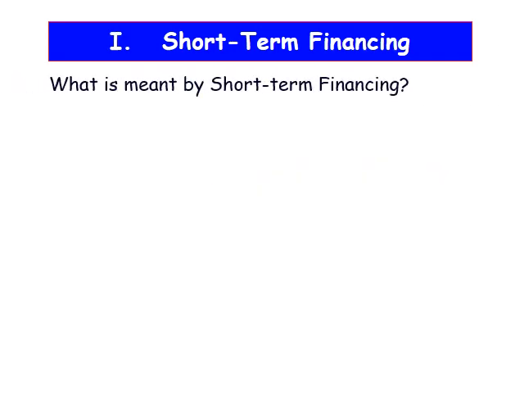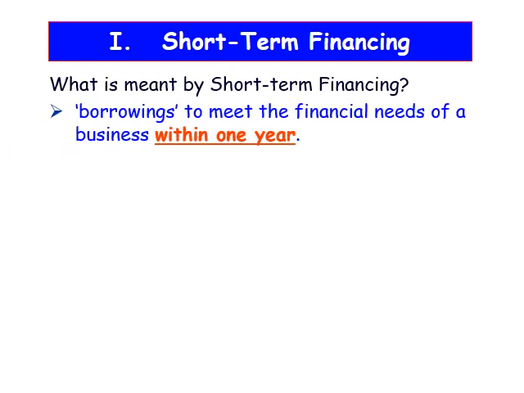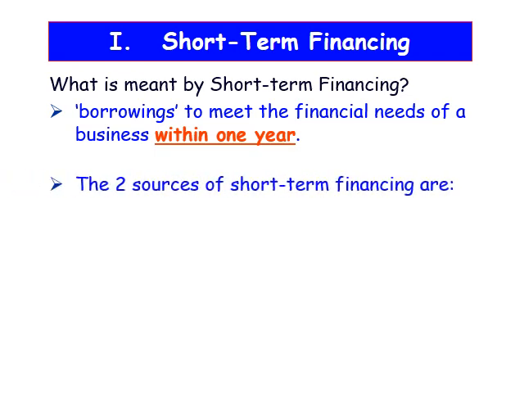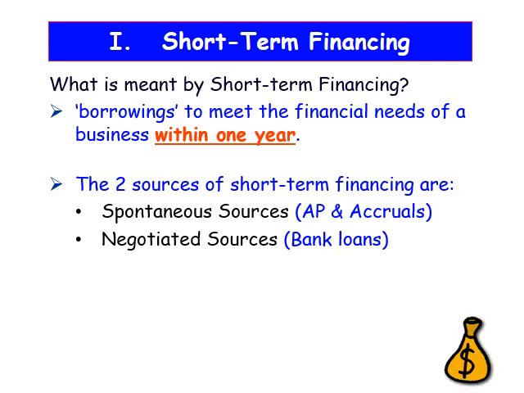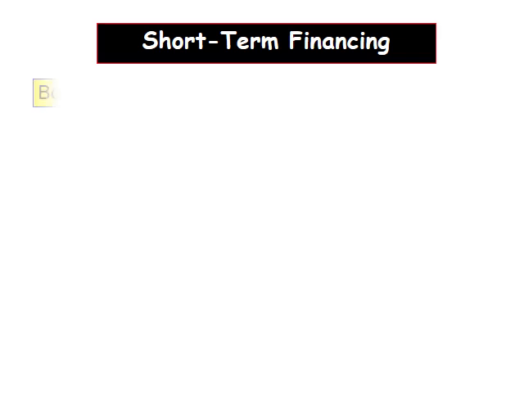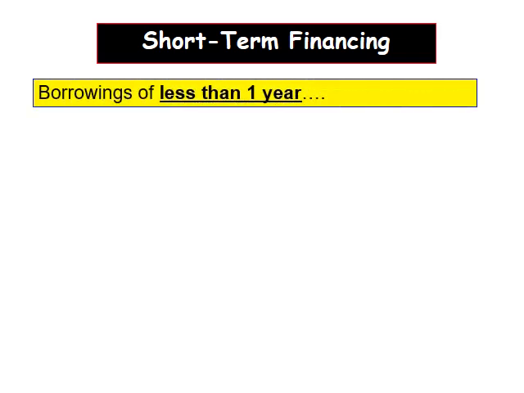What is meant by short-term financing? Borrowings to meet the financial needs of a business within 1 year. The two sources of short-term financing are the spontaneous source and the negotiated source. Short-term financing is borrowing of less than 1 year.